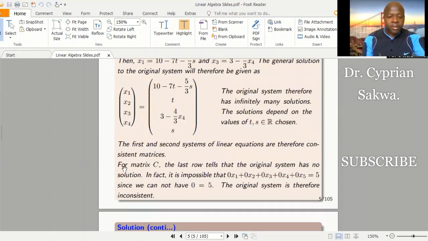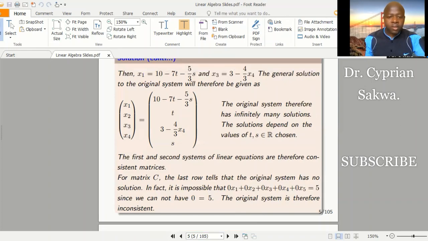That's what I've written here: for matrix C, the last row tells us that the original system has no solution. In fact, we would have 0x1 plus 0x2 plus 0x3 plus 0x4 plus 0x5 equal to 5. And you see the left-hand side gives us a total of 0, and the right-hand side is giving us 5. That is not possible. We cannot have 0 equal to 5. And therefore, that system has no solution. That is an example of a system that has no solution. After reducing the system to echelon form, we were able to tell that the original system had no solution. Let's look at the last matrix.